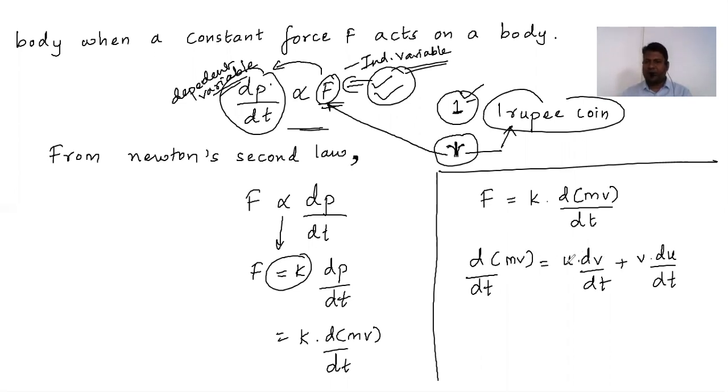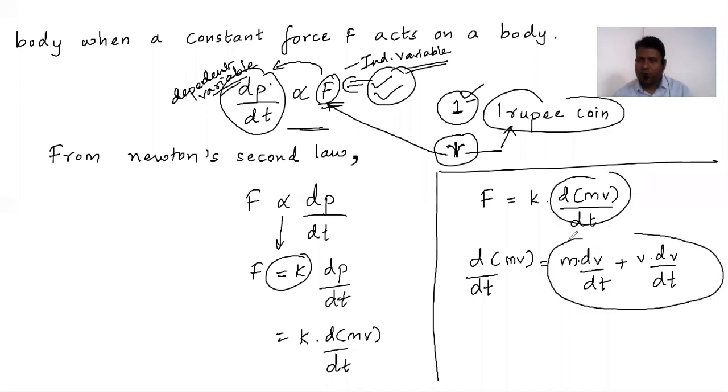So m, I'll have to write here, and here also I'll have to write m. Simple. So this is the formula for the differentiation, right? Into this place you are going to substitute this whole term. Here you will substitute. For convenience, k is equal to 1. The constant becomes 1.